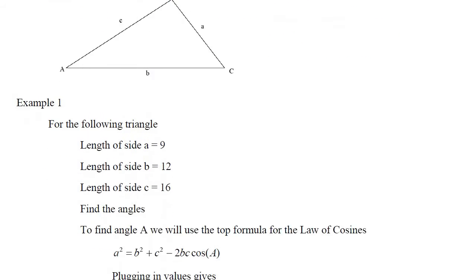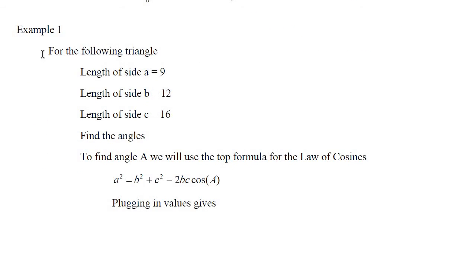So let's take a look at example 1. For the following triangle, the length of side A is 9, the length of side B is 12, and the length of side C is 16. So we have the length of all three sides, and we want to find the angles. To find angle A, we're going to use that top formula for the law of cosines.